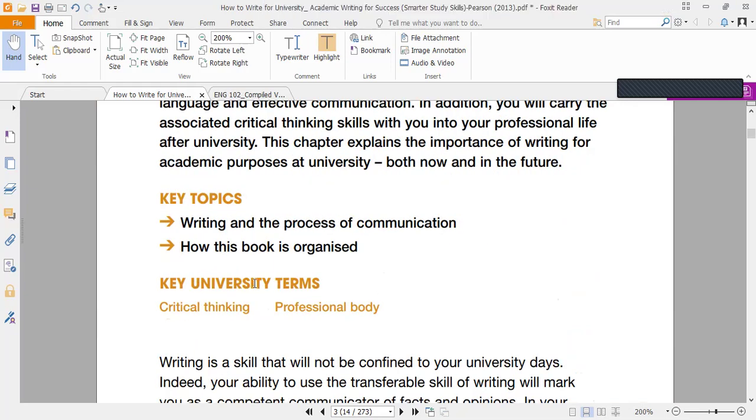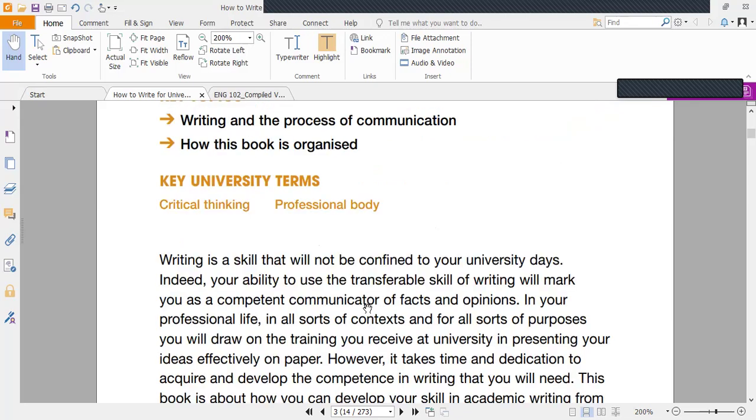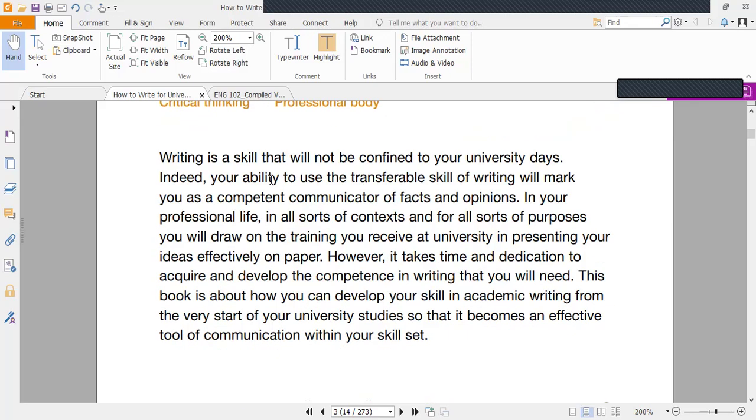So there are two key topics, writing and process of communication, and how this book is organized. And we have key university terms, like what are the two words important for academic writing at the university, like critical thinking and professional body. So let's read this section, what it says.